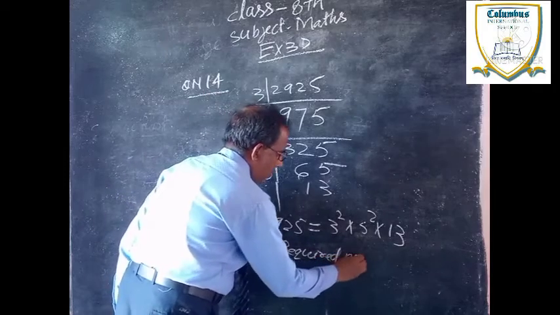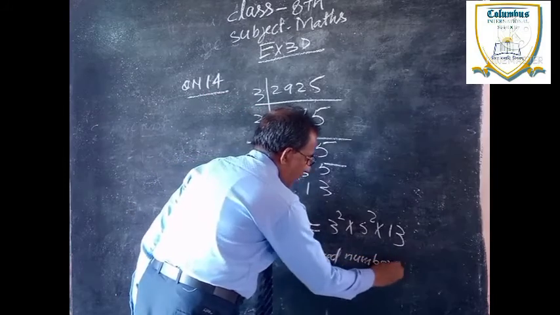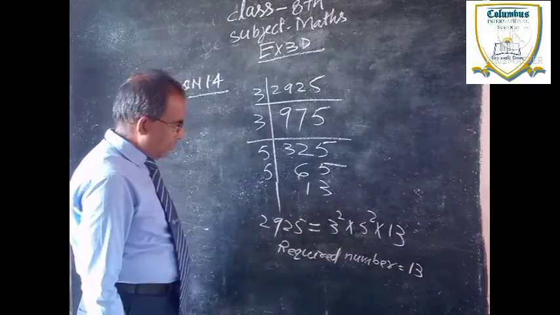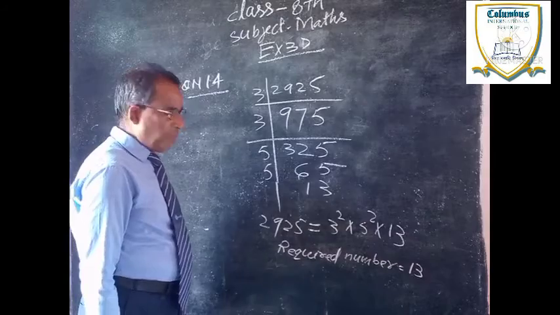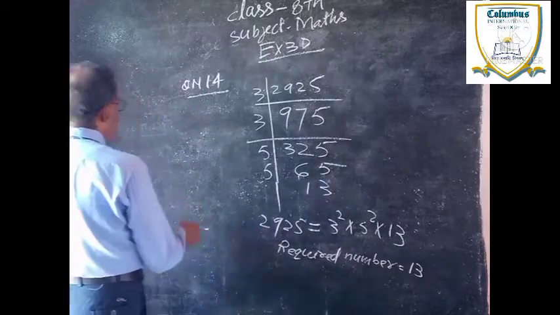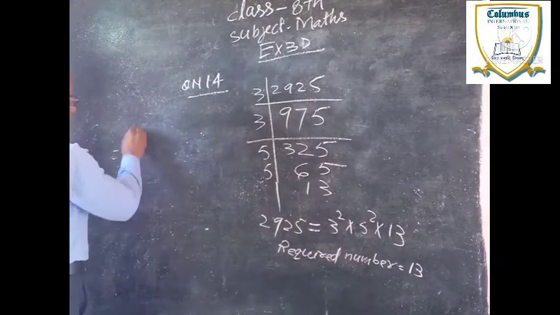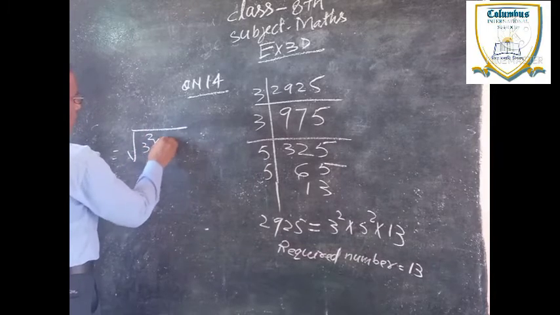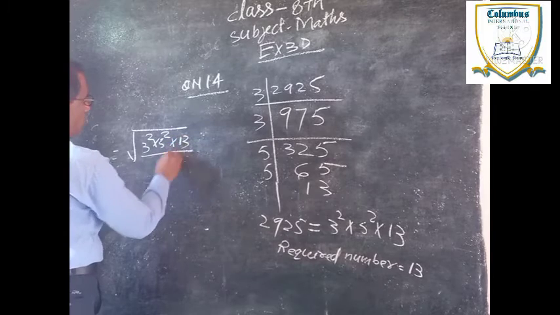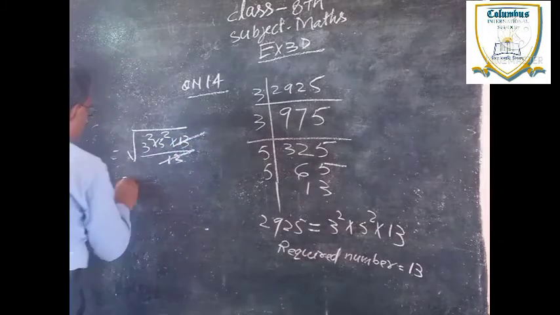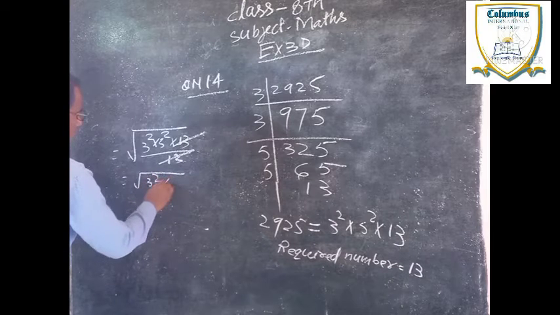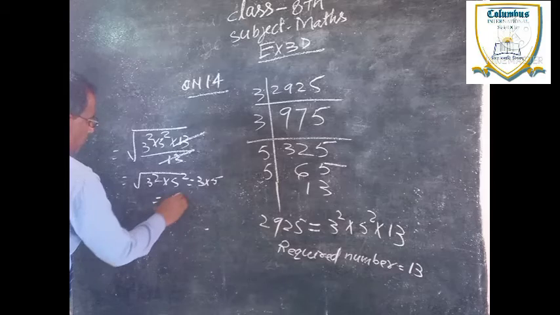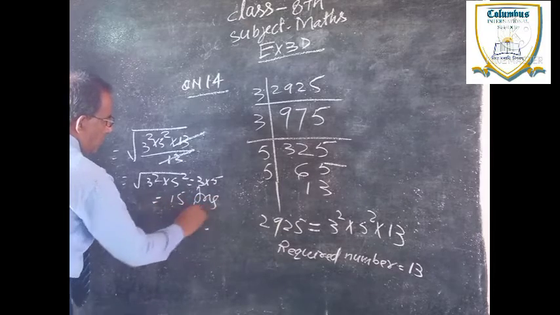Required number equals 13. It means if 2925 is divided by 13, the remaining number will be a perfect square. What will be the square root? That is under root 3 square into 5 square into 13 upon 13. 13 and 13 will be cut. That is 3 square into 5 square. 3 into 5, it means 15 is the square root of the number.